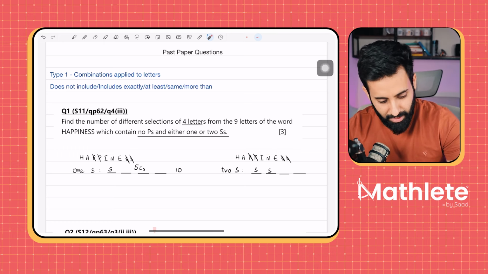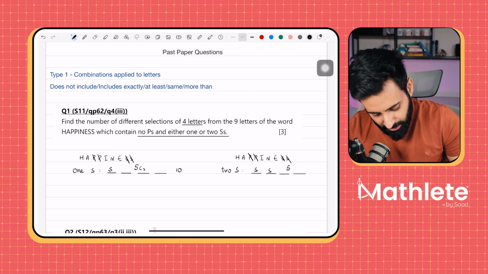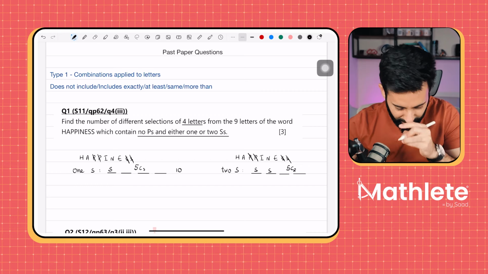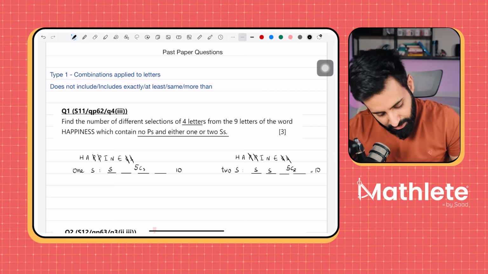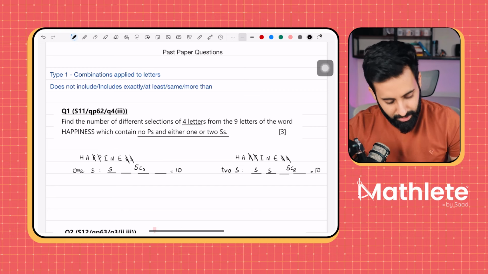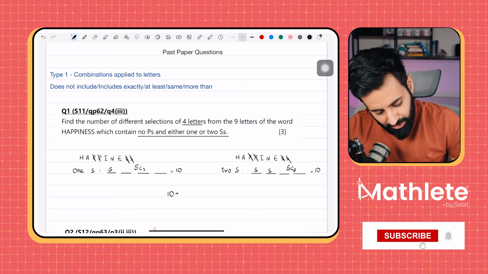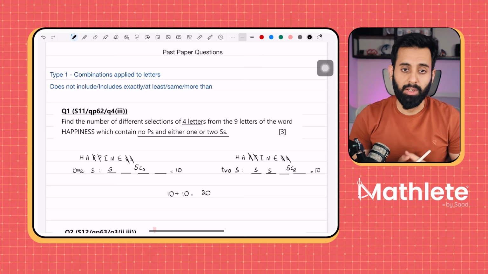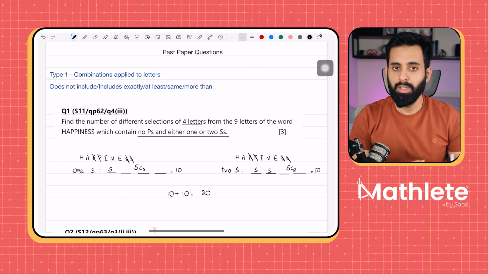Now we're again down to 5 letters, except this time we only have to select 2. So 5C2, which is also 10. So 5C3 is 10 and 5C2 is also 10. So that means altogether there are 20 ways where we can select 4 letters from the 9 which contain no P's and either 1 or 2 S's.